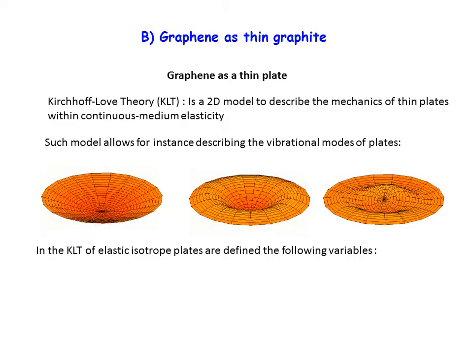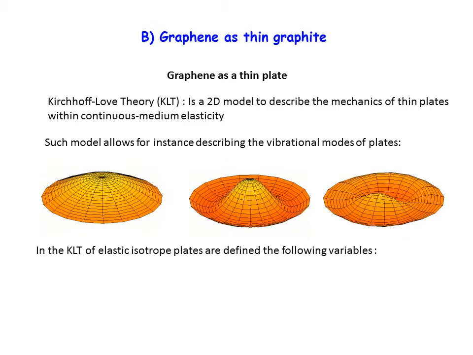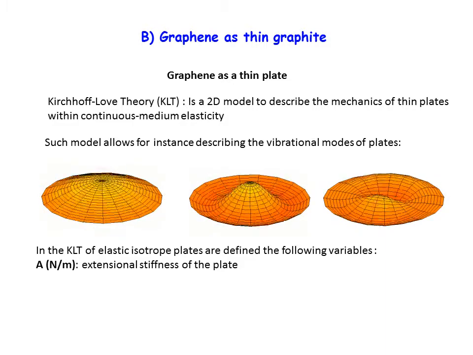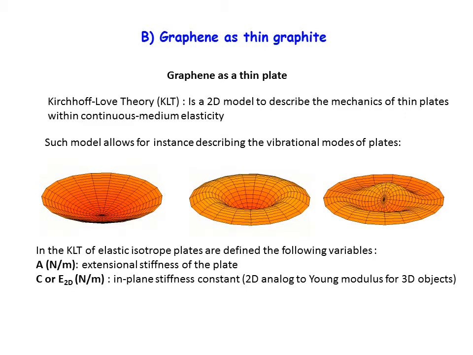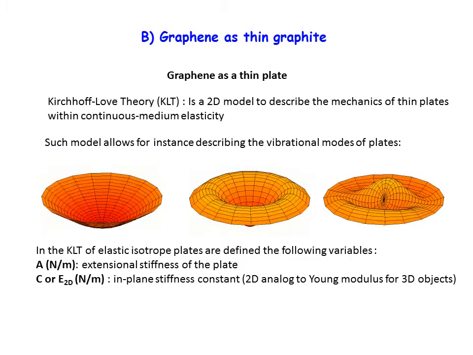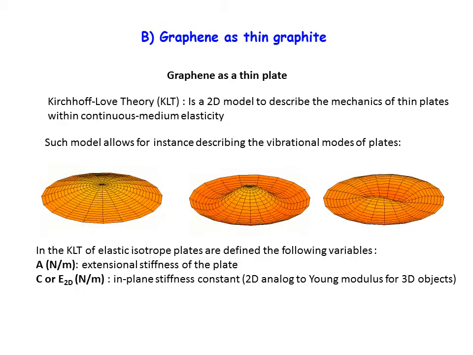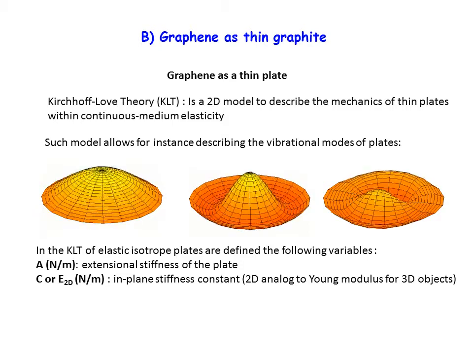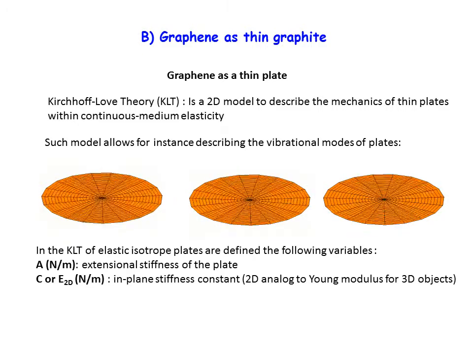Within the KLT model, we can define a number of very important variables to describe the elasticity of the membrane. The first one is the extensional stiffness of the plate that we are going to describe in the next slide. The most familiar for us will be the 2D version of the Young modulus, that is the so-called in-plane stiffness constant. You see that both A and C are given in newtons per meter. That means that we have removed one of the dimensions, the length dimension, with respect to gigapascal.